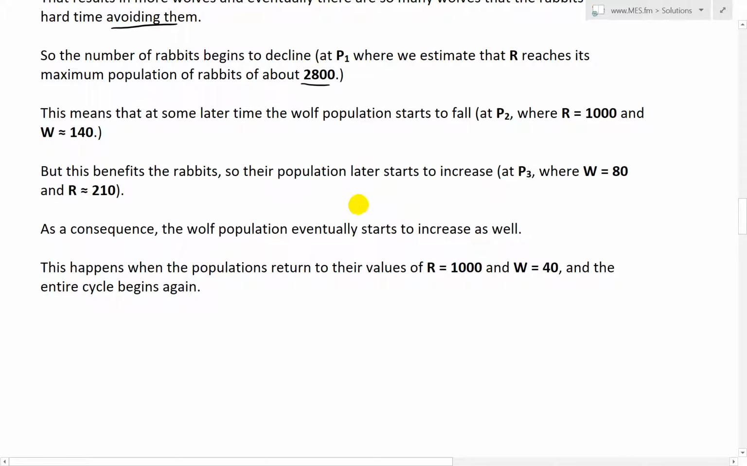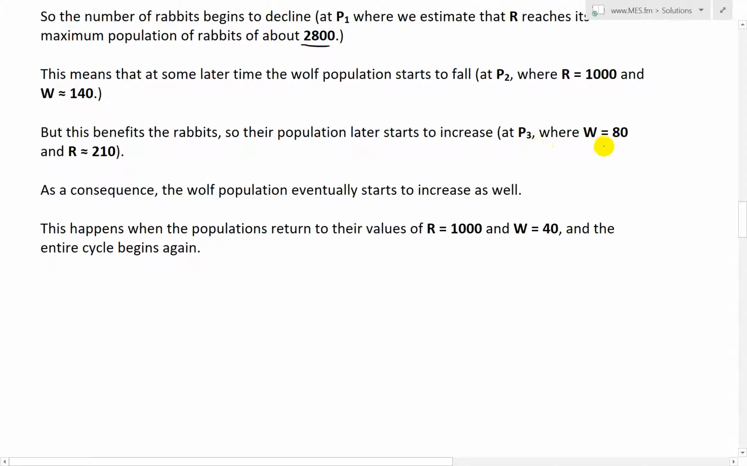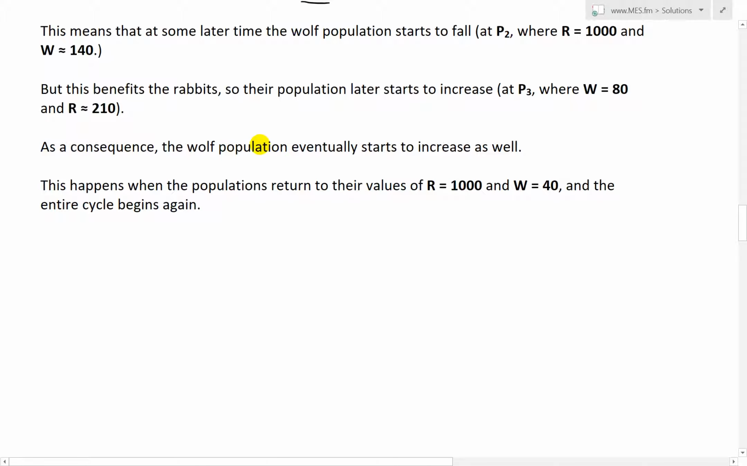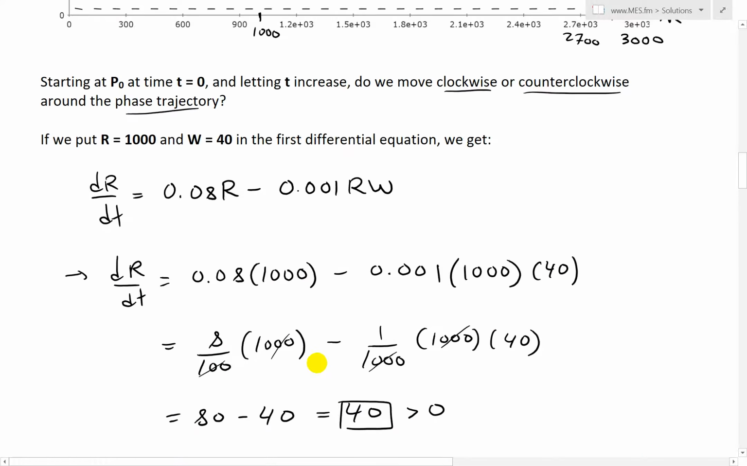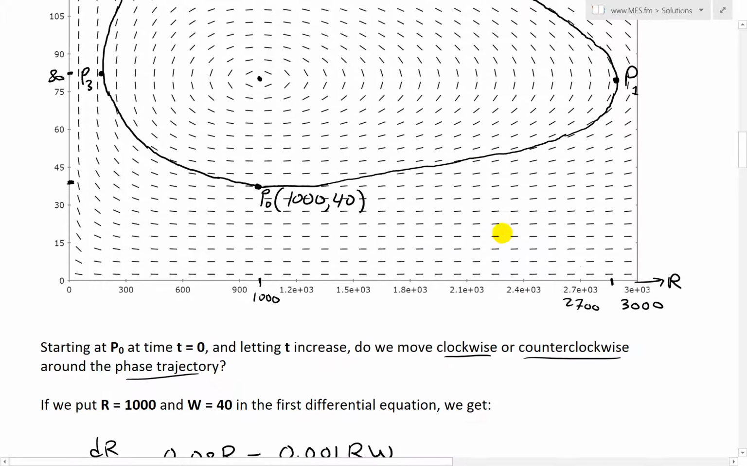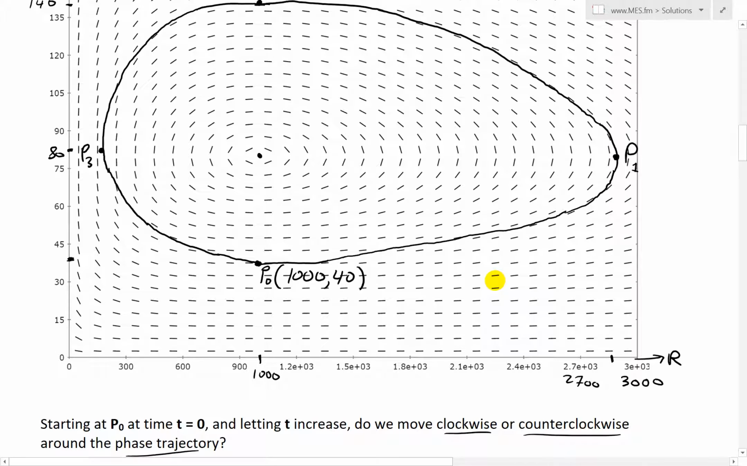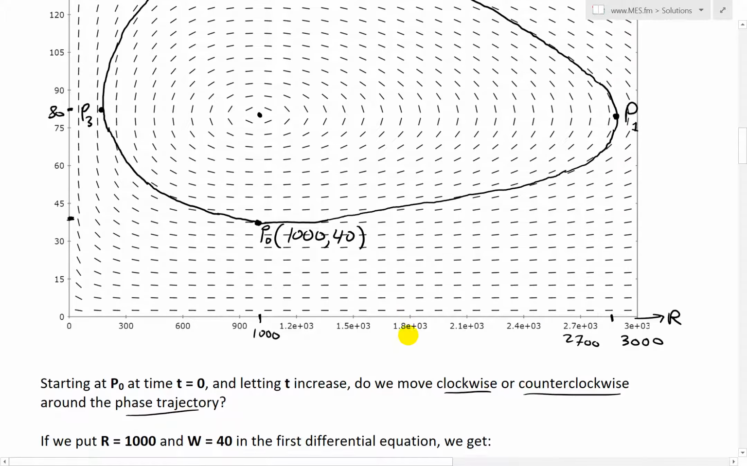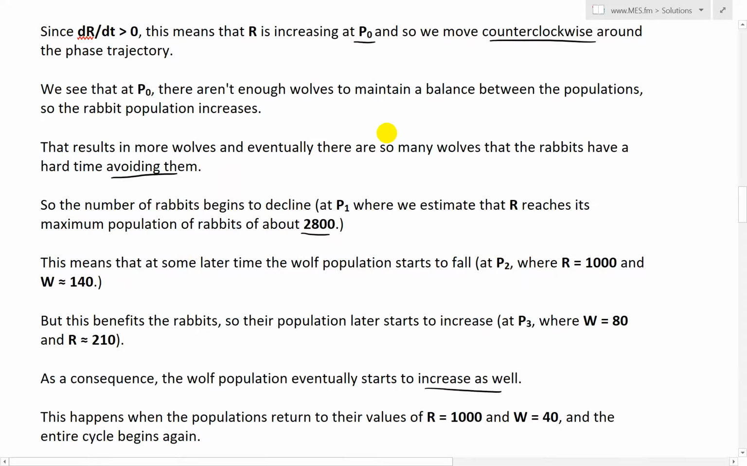Again, this benefits the rabbits, so their population starts to increase at P3, but W is 80, R is at 210. And as a consequence, the wolf population eventually starts to increase as well. This happens when the populations return to their values of R equals 1,000 and W equals 40, and then the entire cycle begins again. So whenever the rabbit population increases, the wolf population increases. As those increase, the rabbit population eventually decreases, and then the cycle keeps repeating, which is pretty cool.